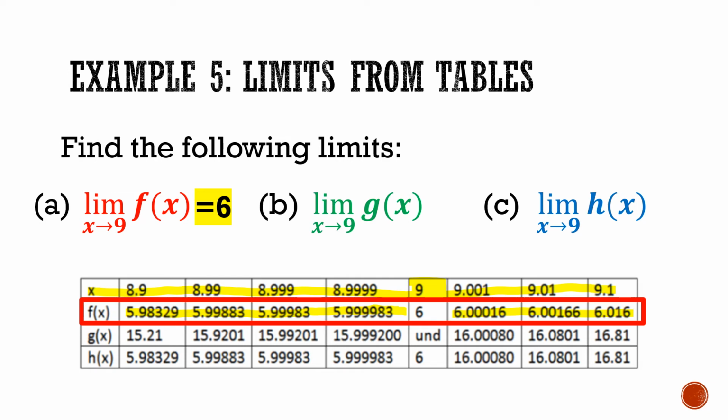Now, just to make sure I'm very, very clear, I didn't care about this number in the middle. This number 6 in the middle is irrelevant to me. That is what f of 9 is. They're not asking me what f of 9 is. They're asking me what the limit is. And it just so happened in this case to be the same number. It does not always have to be the same number.